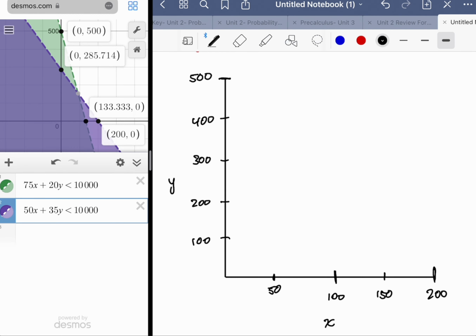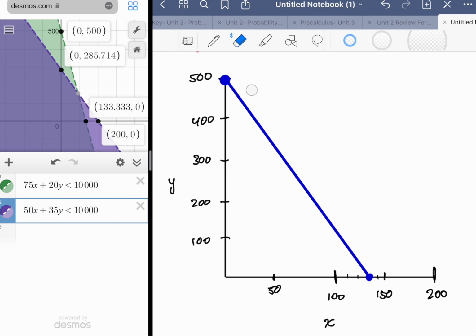Plot 0, 500. Now that one corresponds with 133. In terms of an accurate scale for that, the best we can do is to break this up a little bit more. So 10, 20, 30, 40. So that would put it roughly around right here. So draw a line. It's got to be dashed though. So draw a line and then make it dashed.